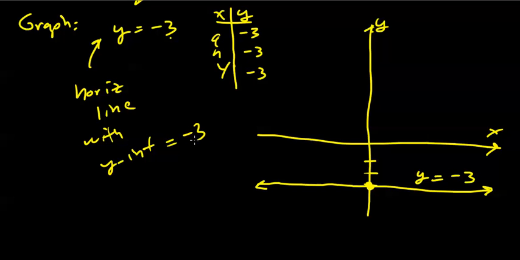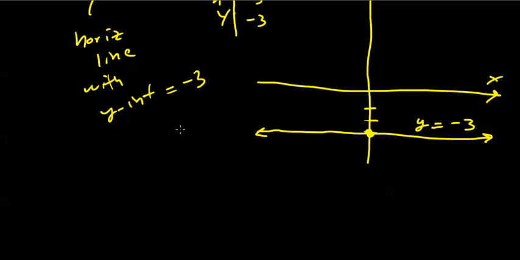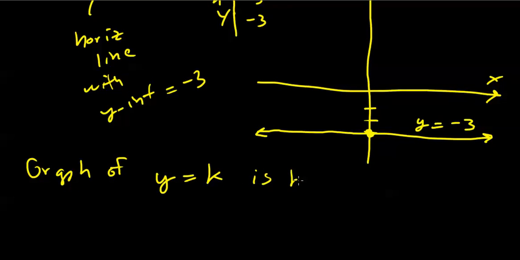And I think you can appreciate this will happen not necessarily just with minus 3. The graph of anything of this form, where y equals a constant, is a horizontal line. All right, so y equals constant, horizontal line.